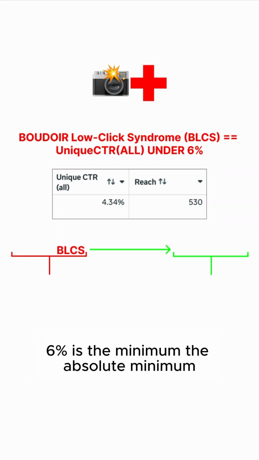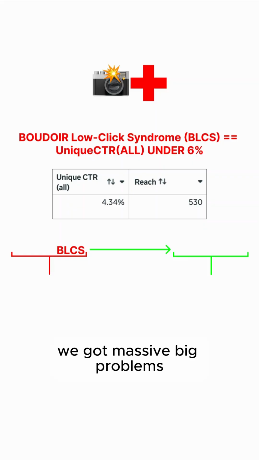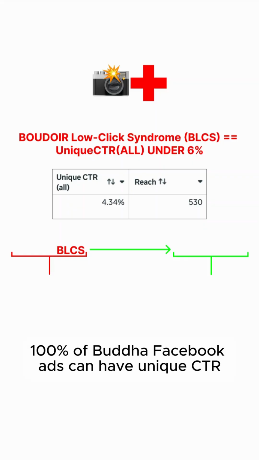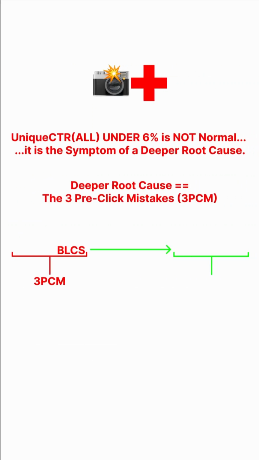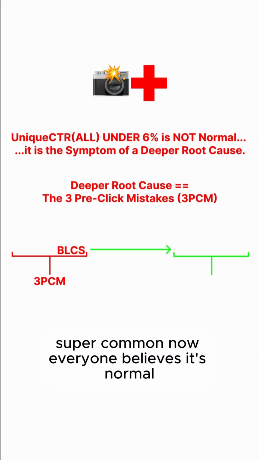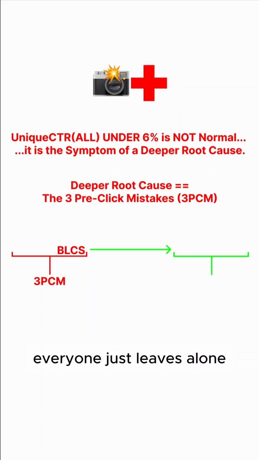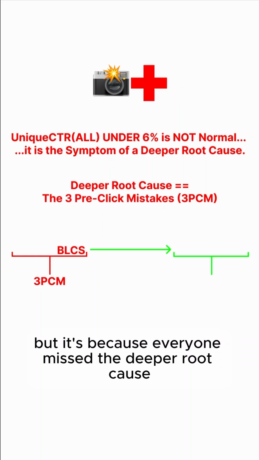6% is the minimum. The absolute minimum. If there's a unique CTR that's under 6%, we've got massive problems. 100% of Boudoir Facebook ads can have a unique CTR above 6%. So unique CTR under 6% is not normal. Super common though. Everyone believes it's normal. Everyone just leaves it alone. Nobody tries to fix it, as everyone believes it's normal, but it's because everyone missed the deeper root cause.